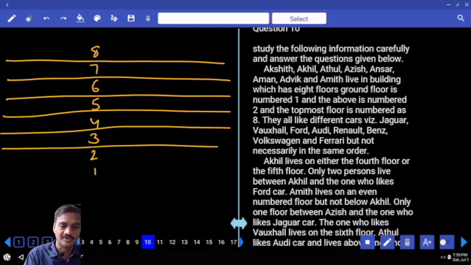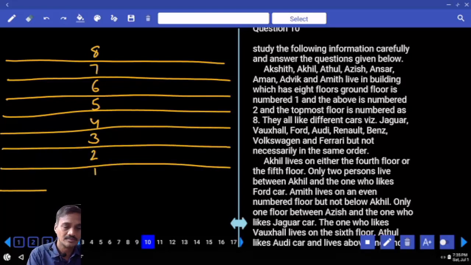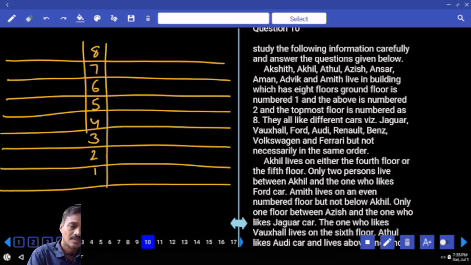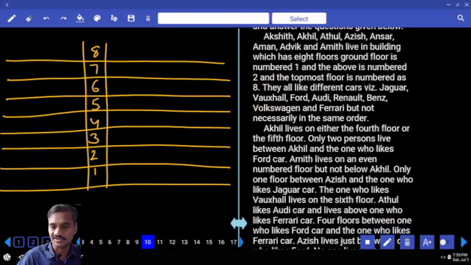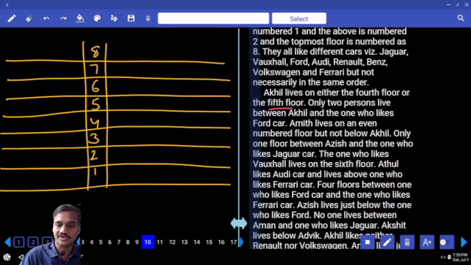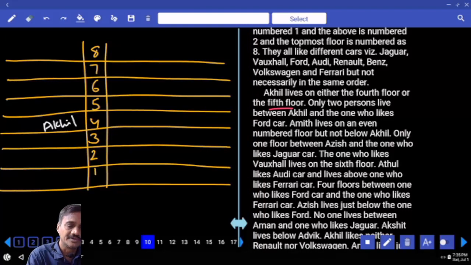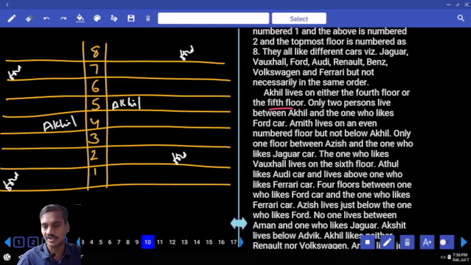Then coming to condition number 1. Akhil lives either on the 4th floor or on the 5th floor, so there are two possibilities for Akhil. And only two persons are between Akhil and the one who likes Porsche. Between Akhil and the one who likes Porsche there must be exactly two. Porsche can be on the ground floor, or the one who likes Porsche can be either on the second floor or on the eighth floor. There are two in between Akhil and the one who likes Porsche.